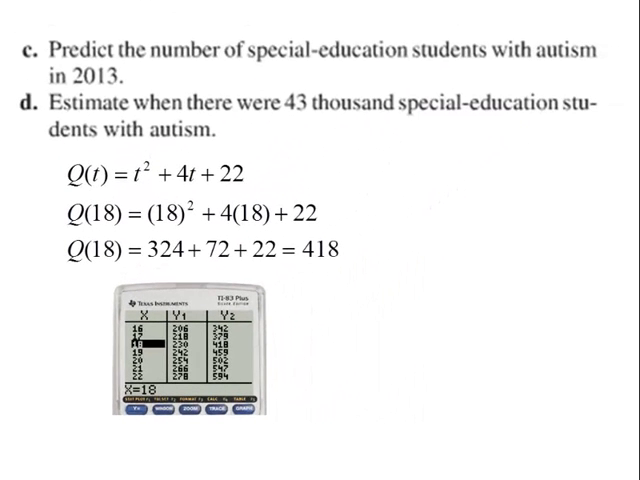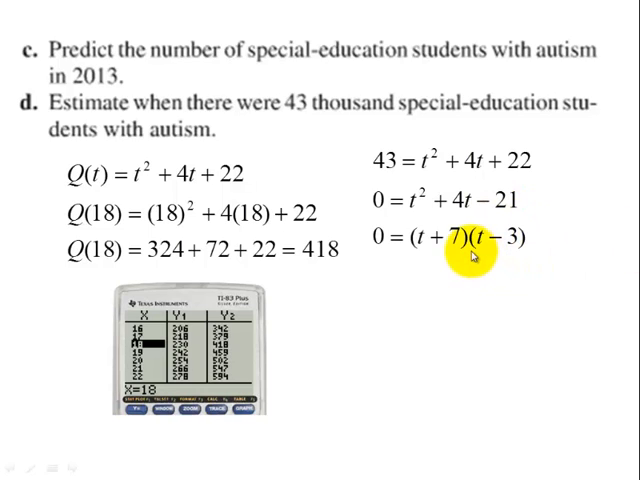D. Estimate when there were 43,000 special education students with autism. So this time we're given an output, 43, and we want to find the time. So our first step is to subtract 43 from both sides. So the left-hand side of the equation will become 0. Combining like terms, we get c to be a negative 21. So we have our trinomial here that we'll try to factor. What two numbers multiply to give me a negative 21, and at the same time will sum to be a positive 4? Since c is negative, the two factors will have opposite signs.